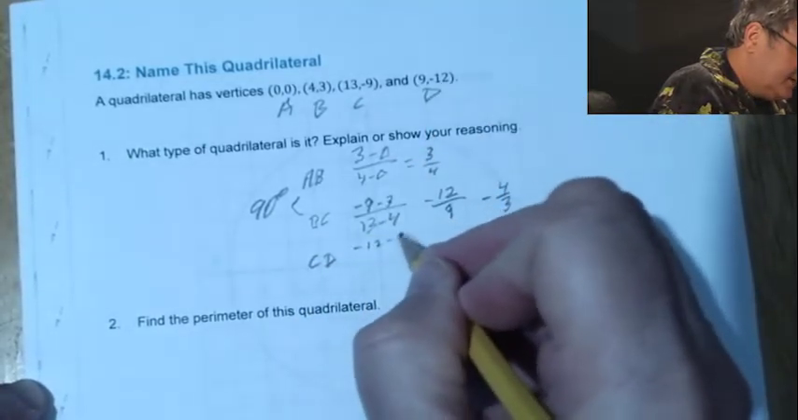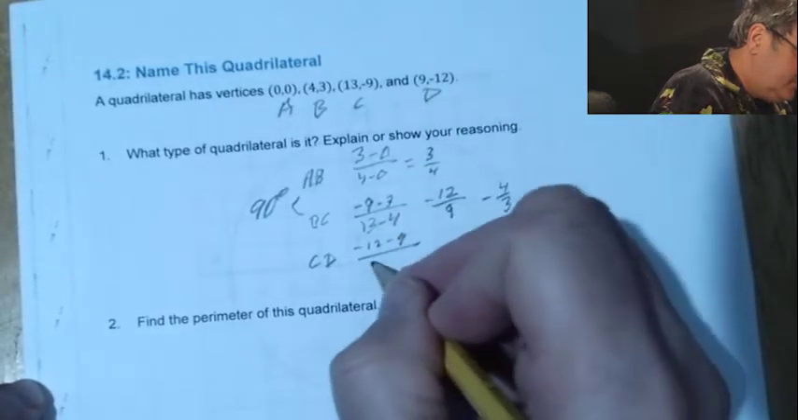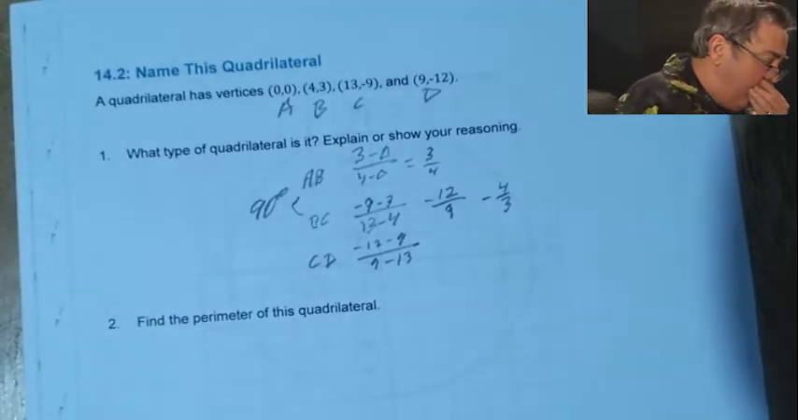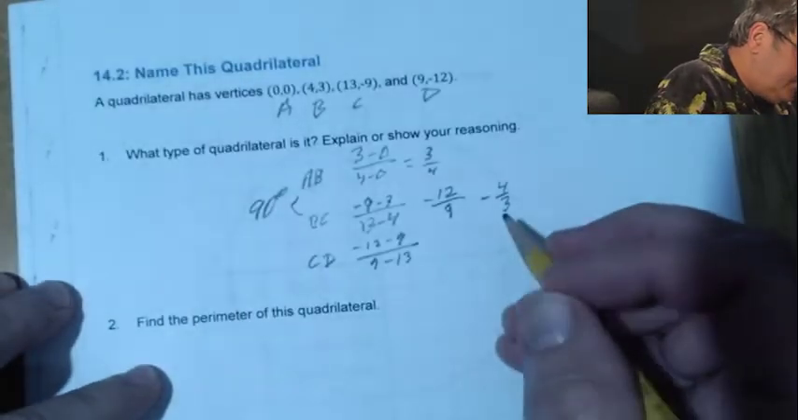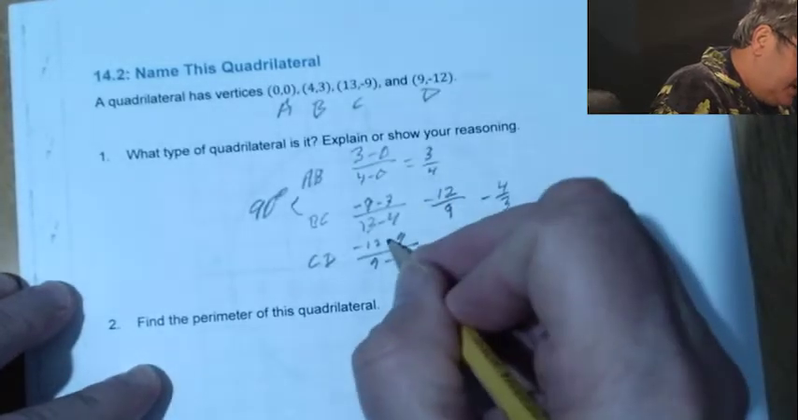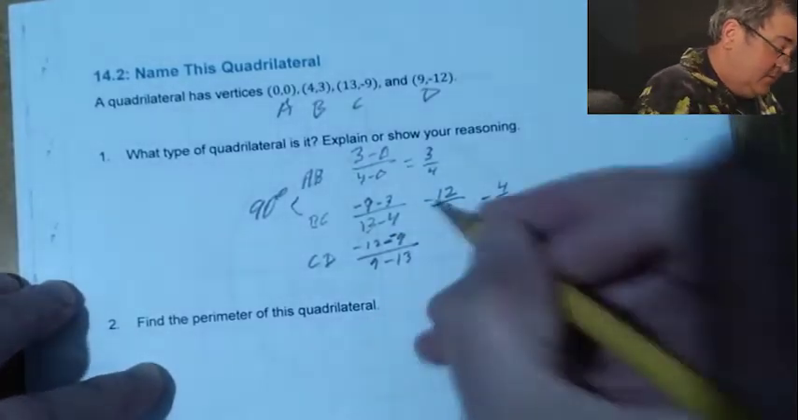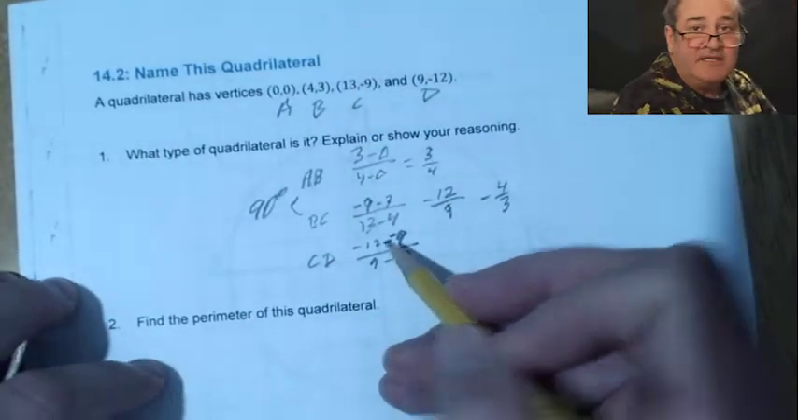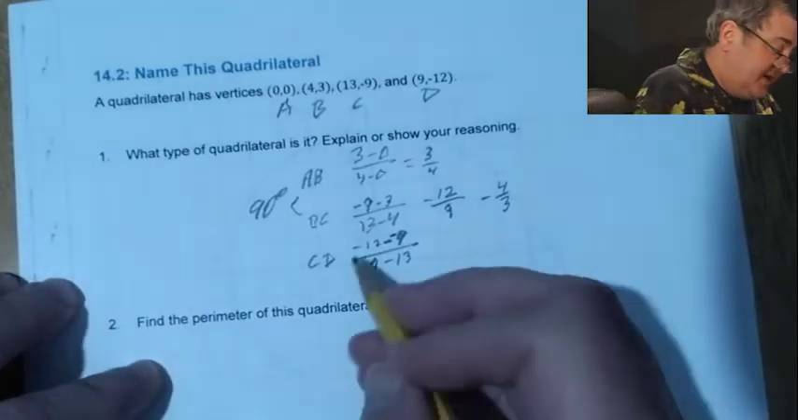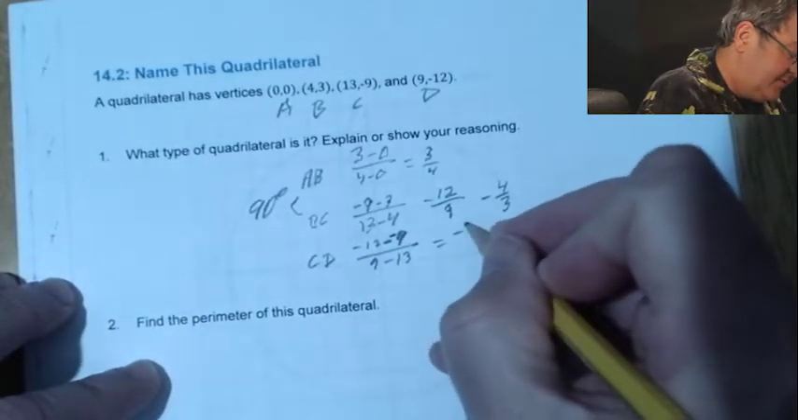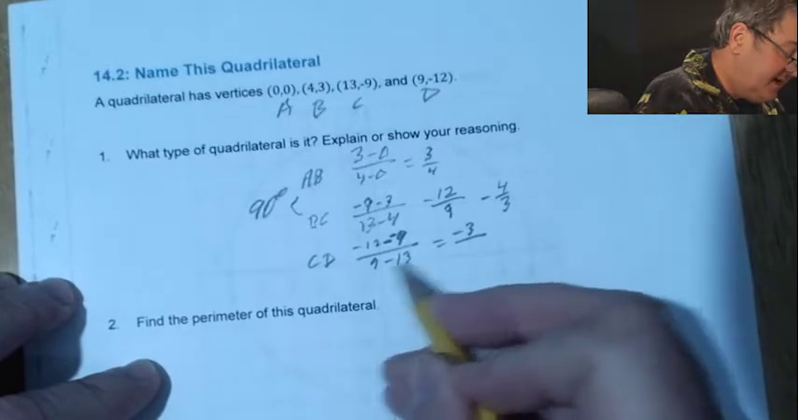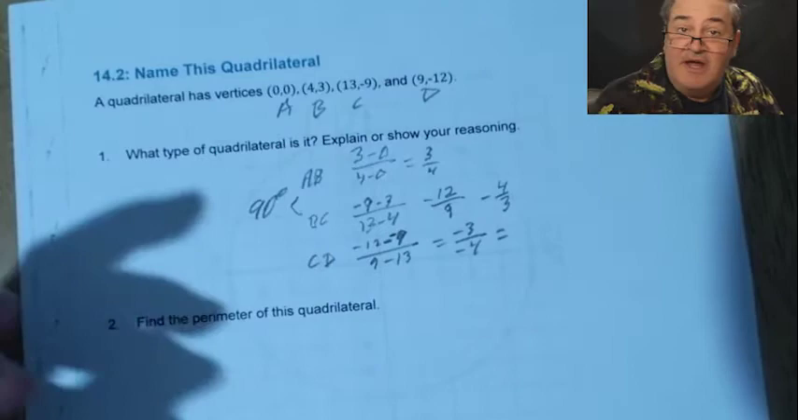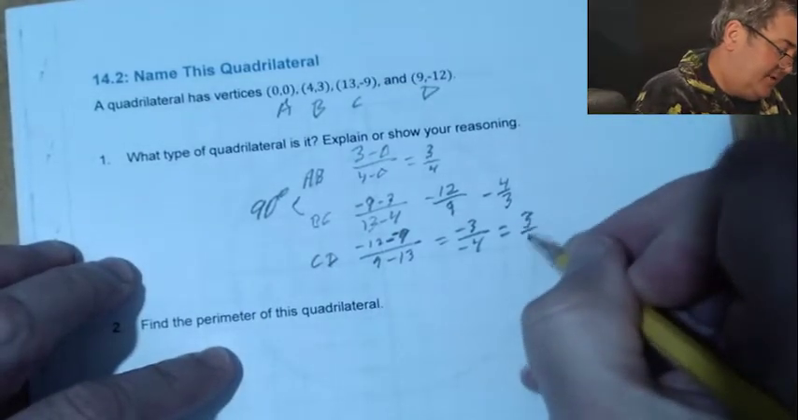-12 minus 9. 9 minus 13. Sorry about that. -12 minus a -9. Wait a minute, that's different. I had the wrong thing in there. -12 minus -9. Well, when we subtract a negative, that's the same as adding, right? So -12 plus 9. That would be -3. And 9 minus 13 is -4. -3 over -4. That's a negative divided by a negative, so that's a positive 3/4.